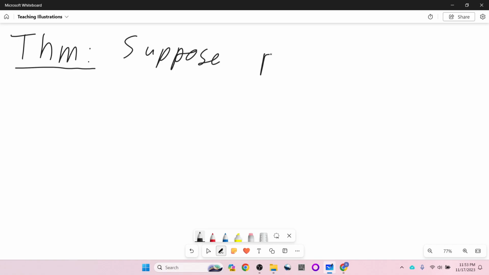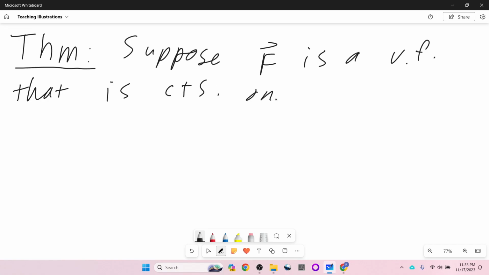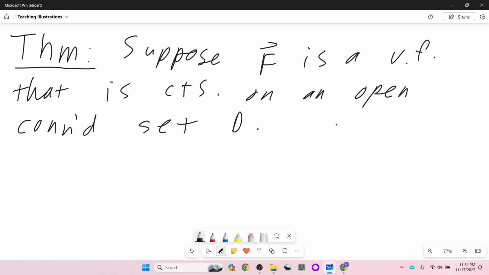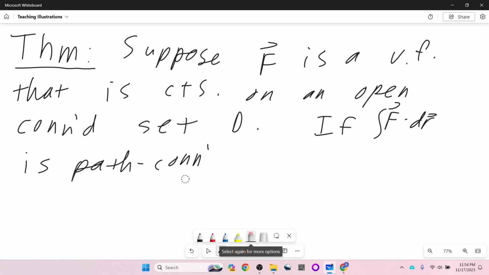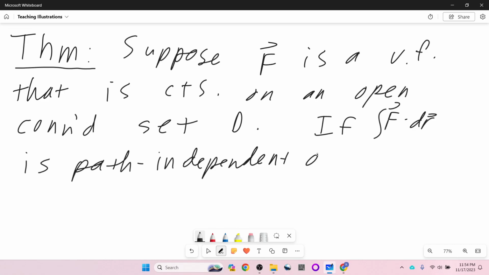So, suppose F is a vector field that is continuous, CTS stands for continuous, on an open, connected set D. So if the integral of F dot dr is path independent on D, then F is conservative on D.